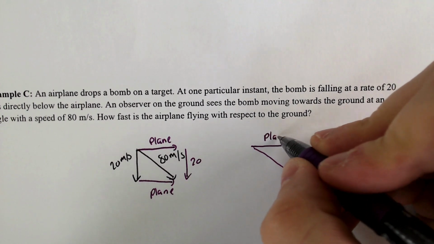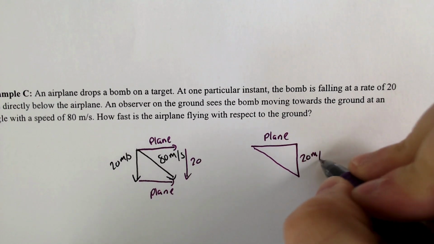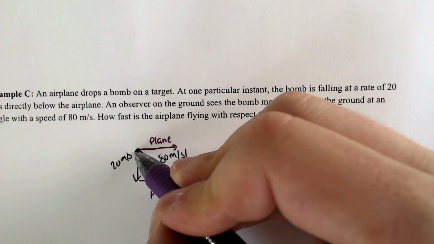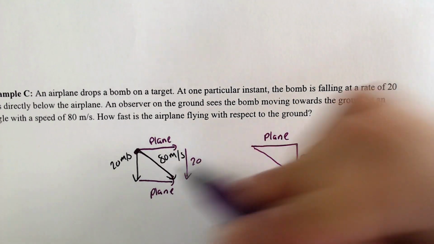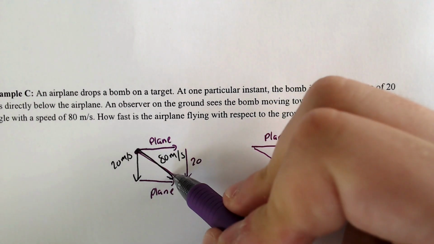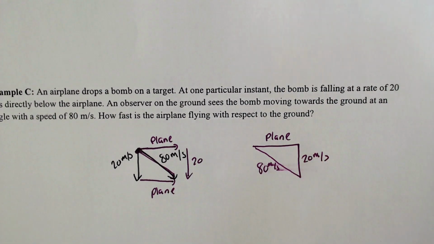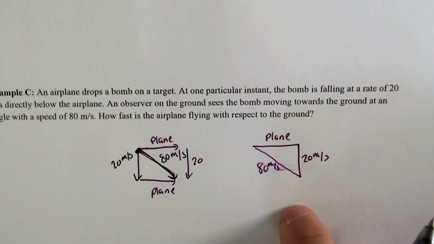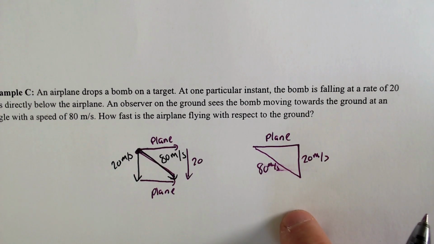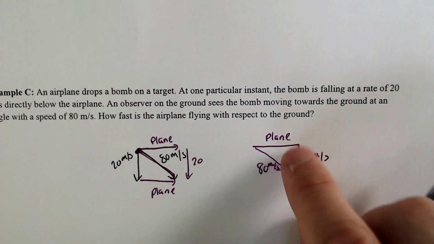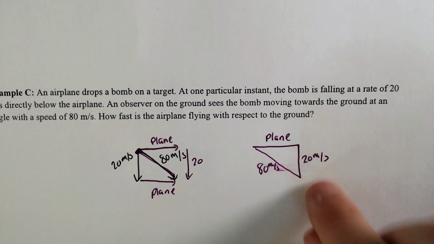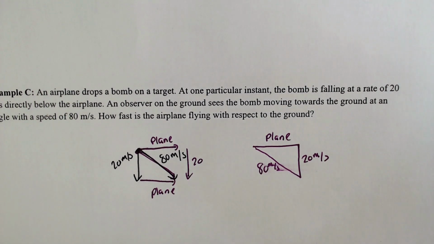We got the plane. We have the 20 meters per second, even though it got dropped over here, and it's kind of curving down like this. With one instant, it would be straight. And we got our 80 meters per second there. We want to find the speed of the plane. Because both of these are velocities, you can just use the Pythagorean theorem to find the velocity of the plane. As long as the units are aligned, you can use the Pythagorean theorem.